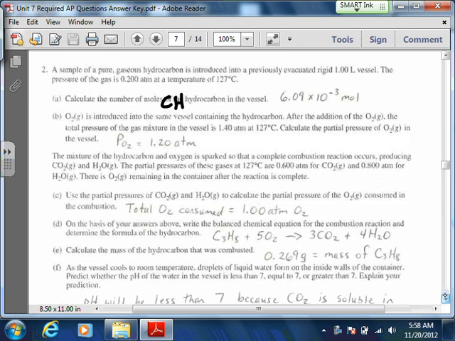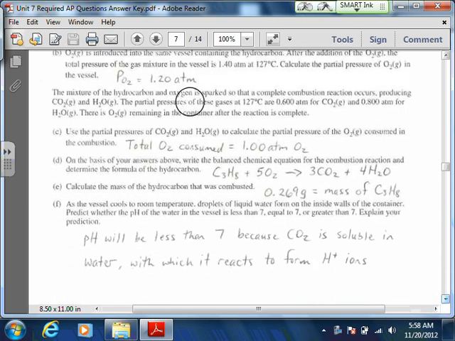What happens here is basically a combustion reaction. So in this combustion reaction, you've got the hydrocarbon, the CxHy, and the oxygen is sparked now so that we have a combustion reaction happening, and it makes CO2 and H2O. We're assuming that a complete combustion occurs here. And it's telling us what the partial pressures of these gases are, 0.6 atmospheres and 0.8 atmospheres for each of those two gases. And it also says there's a little bit of O2 remaining in the container after the reaction is complete.